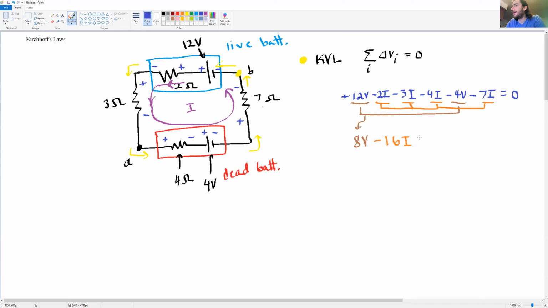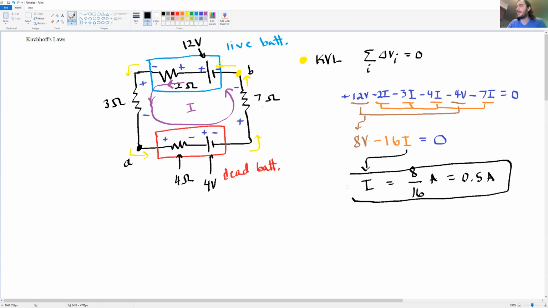Maybe we go back to the blue here. But this tells us, of course, what the current I is. So I will now just solve for I. Outright, it's going to be 8 over 16 with units of amps. 8 over 16 is a fancy way of saying 1/2 or 0.5. And that's how we solve for the current there. So that is the answer to part A of this question.